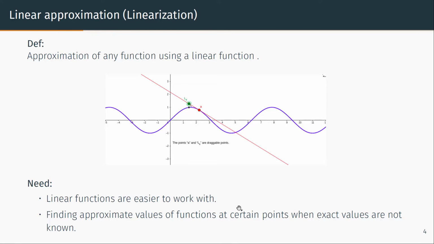As an example, let's say you don't have a calculator and you want to find out the value of, say, square root 5. Now, since you know the value of square root 4, you can use it to compute the value of square root of 5. So that's a very basic example. We'll take more examples in a while.